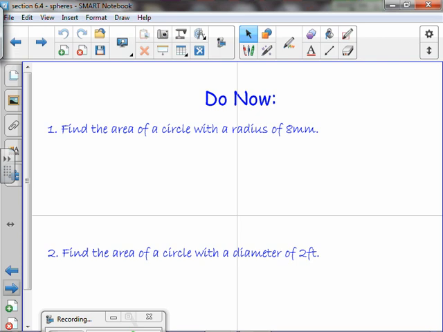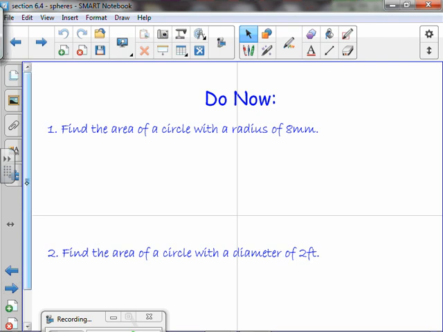First, find the area of a circle with radius of 8 millimeters. Second, find the area of a circle with a diameter of 2 feet. I invite you right now to pause the video and try to answer these questions on your own, because in about 10 seconds I'm going to start working on them together. But if you can do these now, you will have a good chance to be able to do it on an assessment. If you cannot do these now, it will be harder to do them on an assessment when you are asked to do it for real.